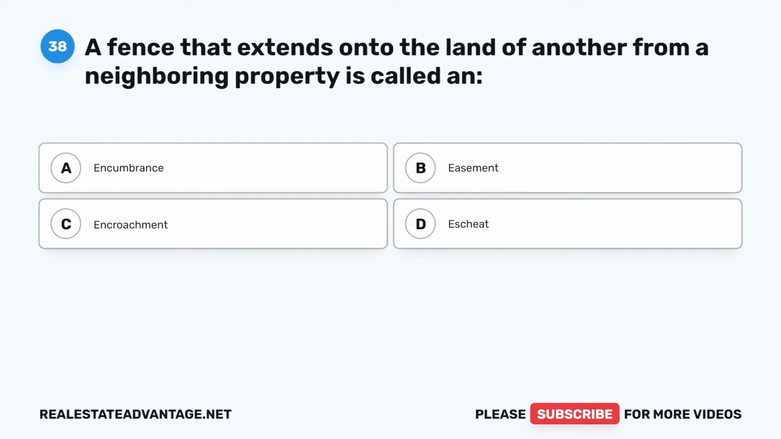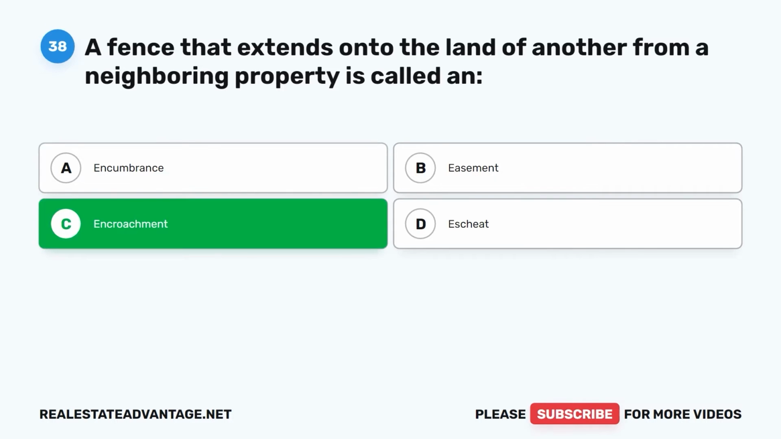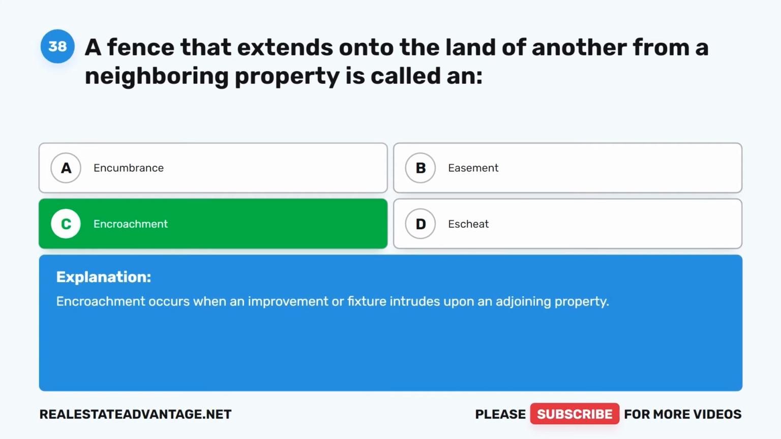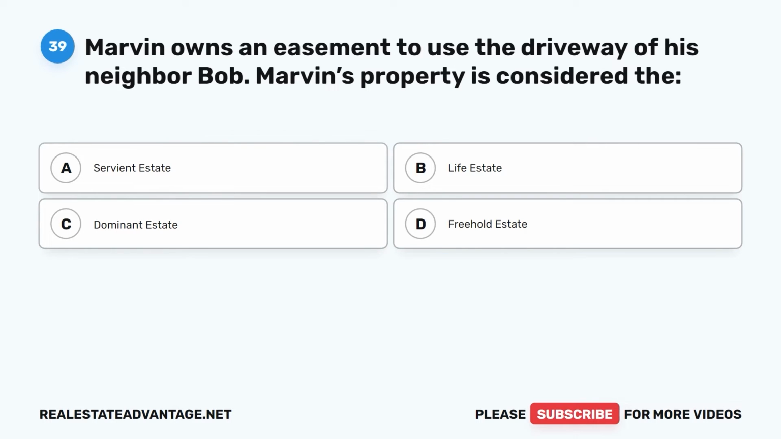Encroachment, D. escheat. The correct answer is C. Encroachment. Encroachment occurs when an improvement or fixture intrudes upon an adjoining property. Question 39. Marvin owns an easement to use the driveway of his neighbor Bob.